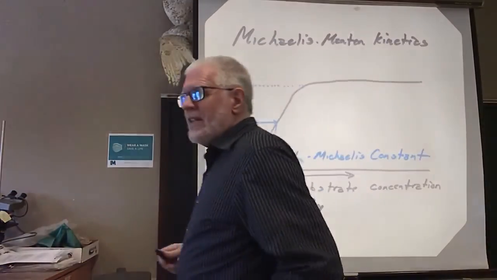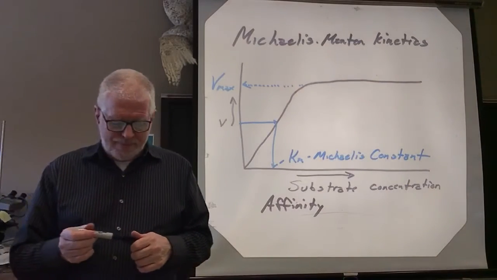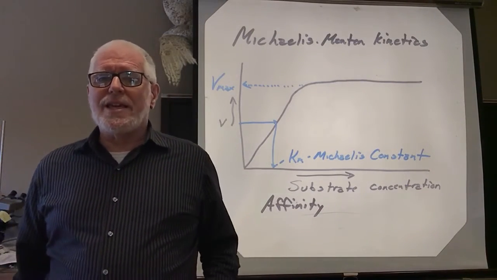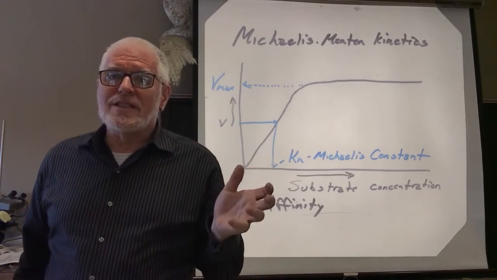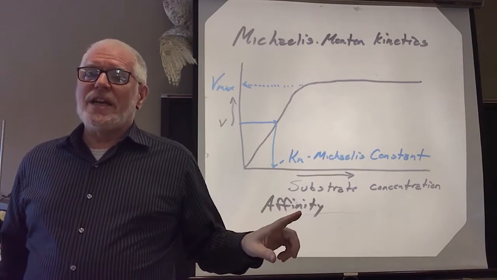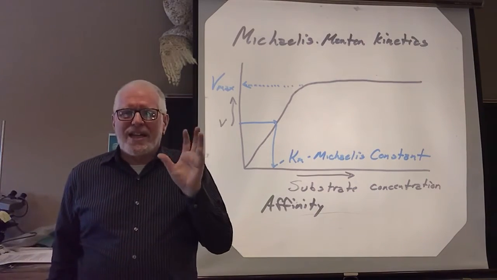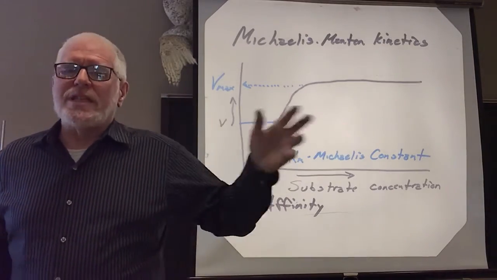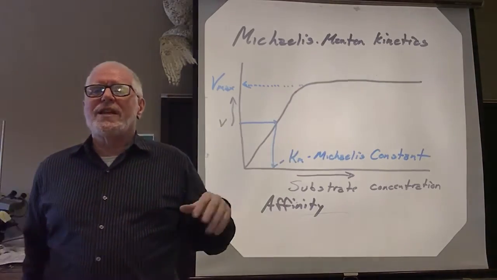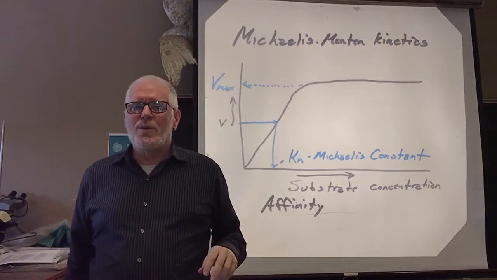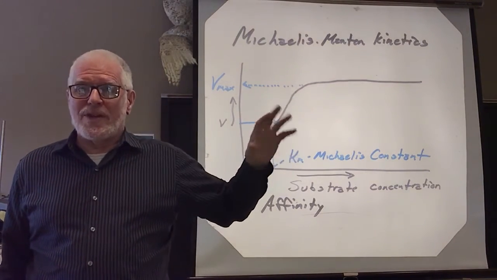What affects how quickly the enzymes can work? How quickly can they grab the substrate? How quickly can they stress the substrate? How quickly does the substrate change and release? That's the affinity. The affinity is kind of sort of the stickiness of the enzyme. Can it grab, change, release, grab, change, release, grab, change, release? Higher affinity gives you probably a better Vmax.